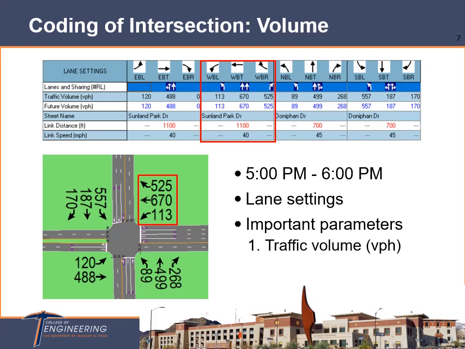Taking the same westbound example, in this direction, 113 vehicles were observed to make a left turn movement, 670 through, and 525 a right turn maneuver. The bottom network is updated to display the observed volumes for all of the approaches.